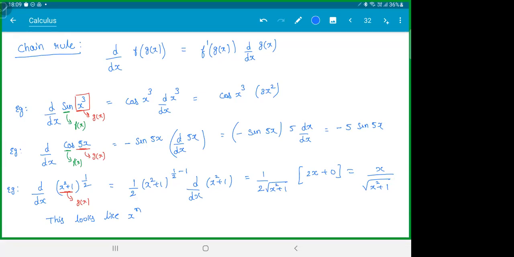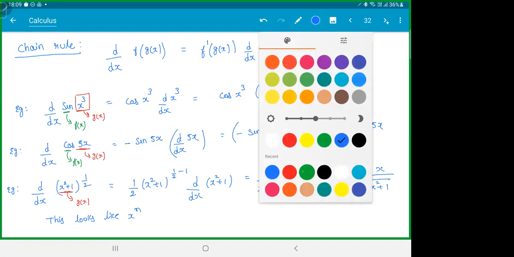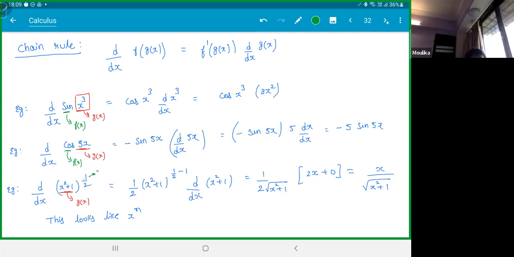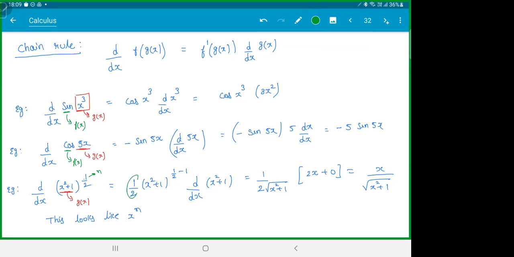Sir, can you please explain the working again, that 1 by 2 root x square plus 1? So this is looking like x power n, right? So what is the formula for this? N into x power n minus 1, no? Yes, sir. This is looking like n, isn't it? Yes. So that is n into x power n minus 1. And whatever is the function inside, differentiate that. Make sense?